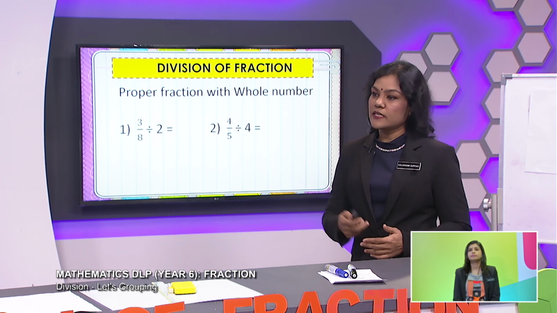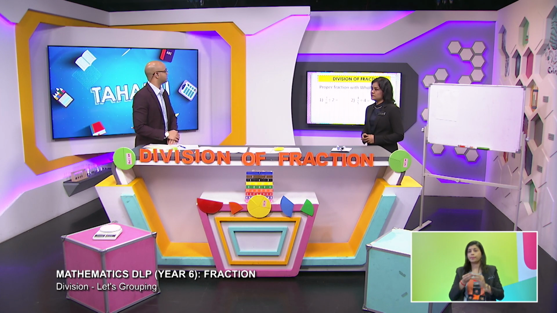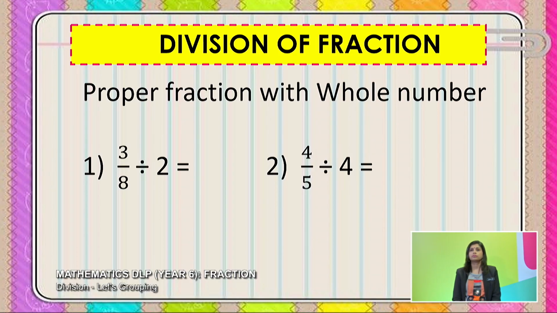Okay, Shan, can you read the first question? Okay, proper fraction with whole number. The first question is 3 over 8 divided by 2. Yes, the 2 is the whole number, 3 over 8 is the proper fraction.